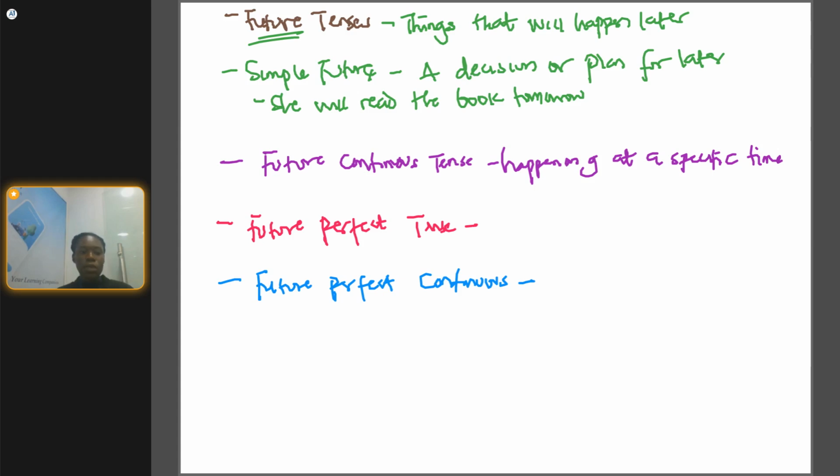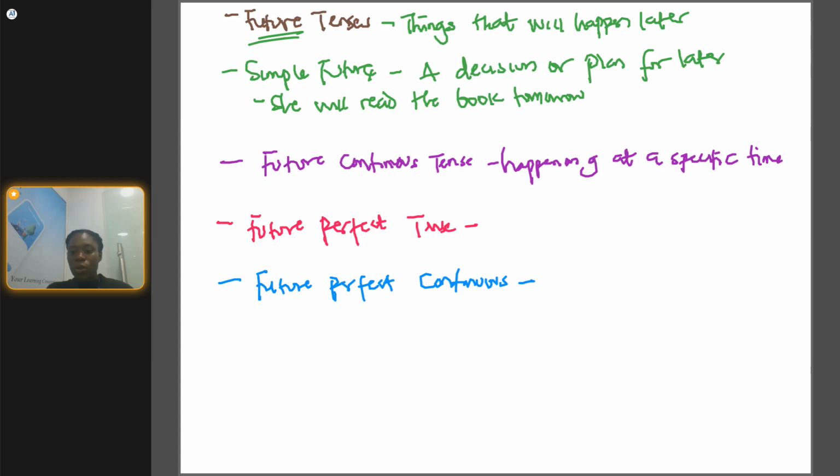So you can use examples like by 5 p.m., she will have been reading for 5 hours. That means that at 5 p.m., she will still be reading, and she will have been doing it for 5 hours. That's the future perfect continuous, and that's the last one under the future tenses.